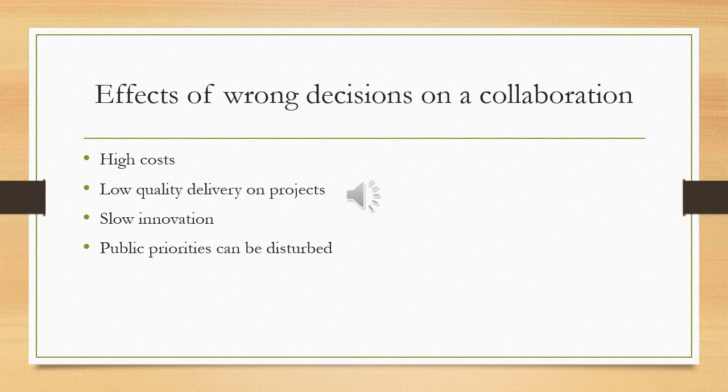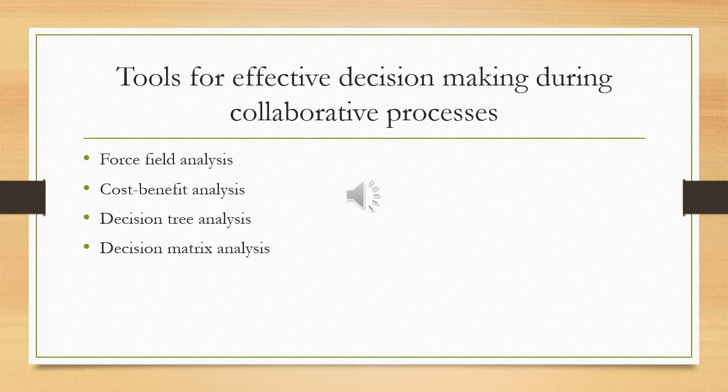Wrong decisions during a collaboration could lead to high cost, low quality delivery on projects, slow innovation, as well as public priorities being disturbed. In order to be sure that decision making during collaborative processes is sound, there are certain tools that can be used. One is force field analysis, another is cost benefit analysis, a third is decision tree analysis, and a fourth is decision matrix analysis. For the purpose of this week's presentation, we will focus on force field analysis.